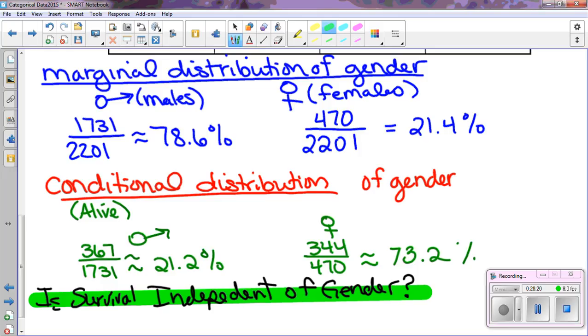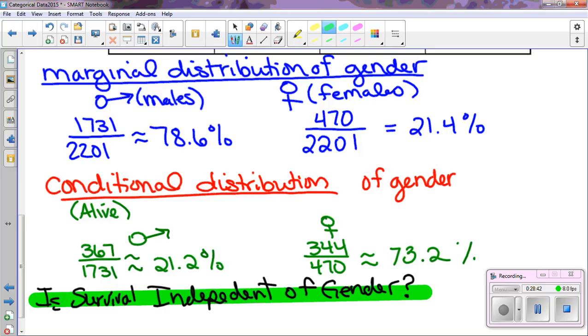78.6% of the ship's population was male. But how many of the survivors were male? 21%. And then we look at the females. 21.4% of the ship's population was female. But of the people that survived, how many were female?